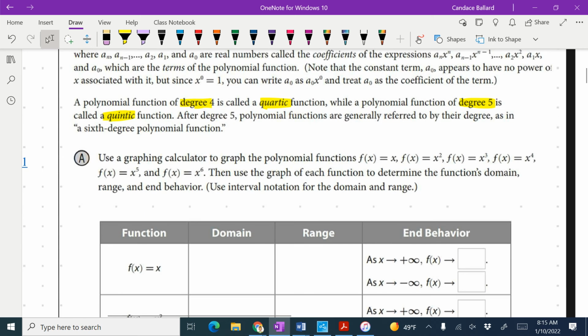All right, so it says use a graphing calculator to graph the polynomial functions, and then use the graph of each function to determine the function's domain, range, and end behavior. Use interval notation for the domain and range.